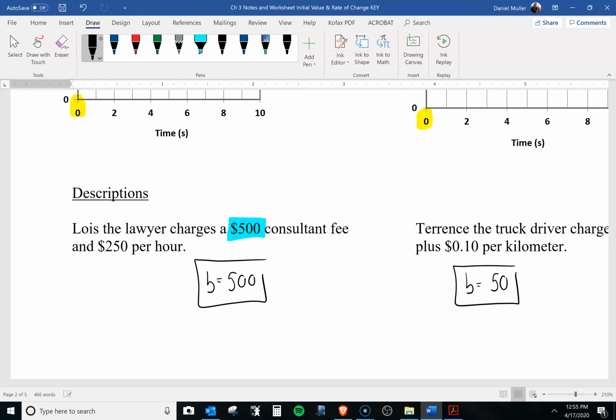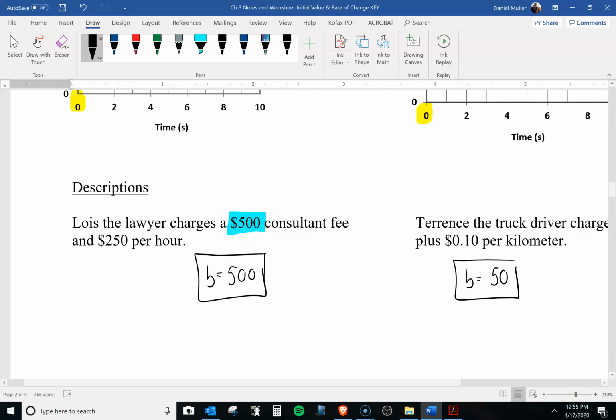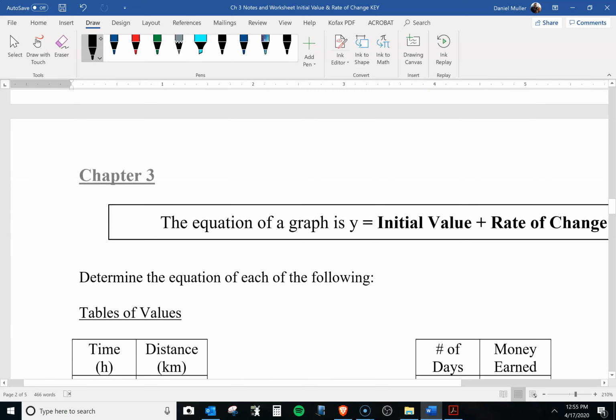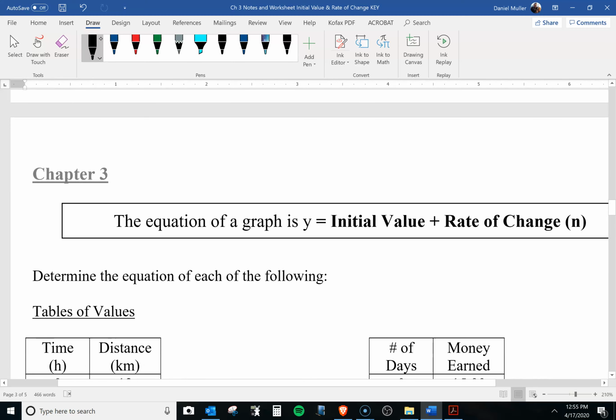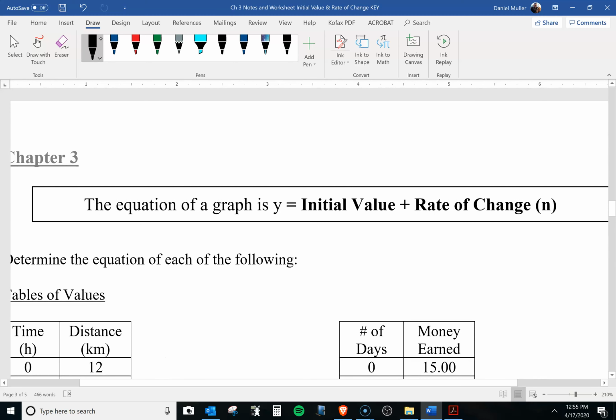So I'm going to use this to move on to the next page, because that part was pretty quick. The next page is the equation of a graph. And it's always your initial value. So y equals your initial value, which we call b, and then the rate of change. So b plus the rate of change. Now the rate of change is m.